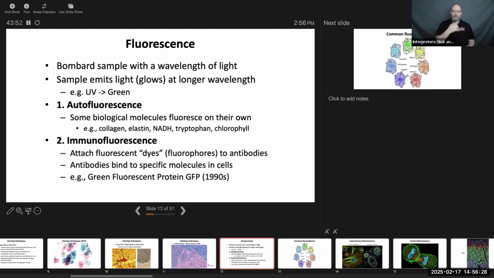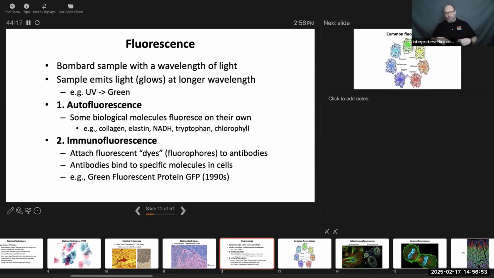One of the most common ways of getting something to fluoresce is to actually shine ultraviolet light. Now, ultraviolet light is a form of electromagnetic radiation that has very short wavelengths. The wavelengths are so short that you can't see it. Ultraviolet light is not visible to the human eye. Bees can see ultraviolet light, but humans can't.